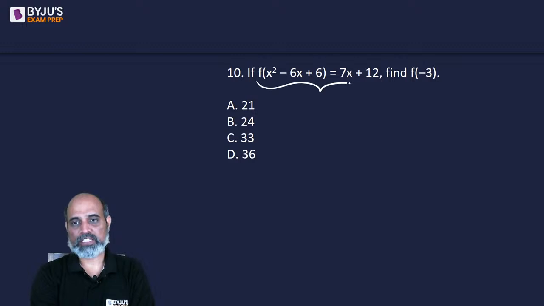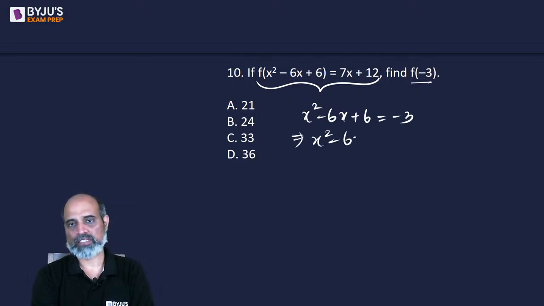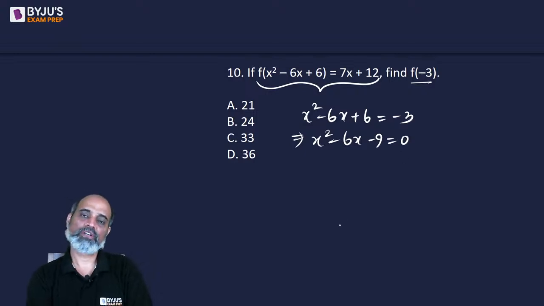It is given that if this is equal to this, then find f of minus 3. So x square minus 6x plus 6 is given as minus 3. So that means x square minus 6x plus 9 is equal to 0. Now, x is going to give us irrational roots.